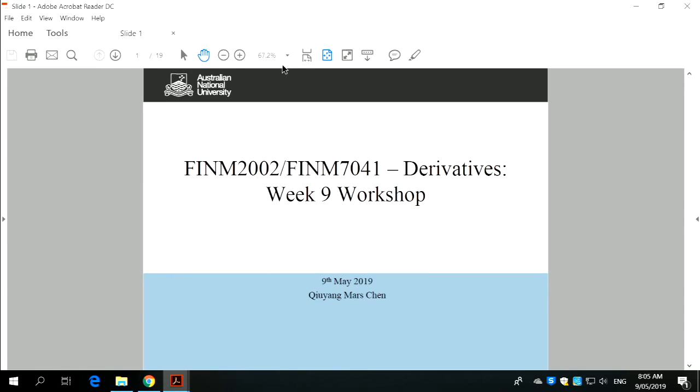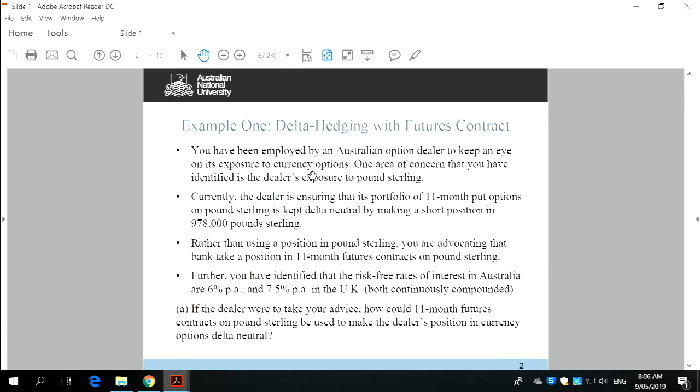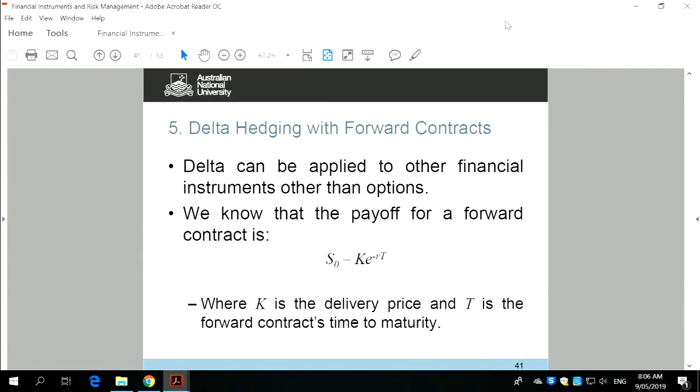So today's workshop is still about delta hedging. So we're delta hedging with different derivative contracts. So the first example is delta hedging with futures contract. So I think it's a good opportunity for us to have a recap about delta hedging with forward contract as well as with futures contract.